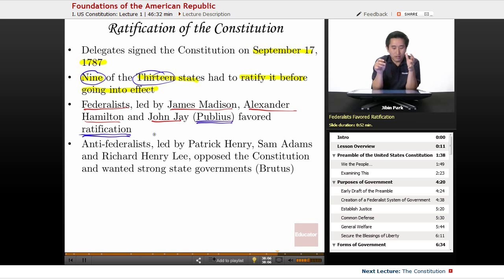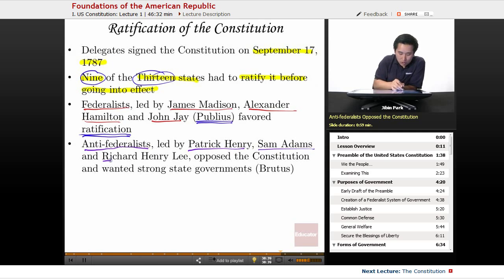They preferred the idea that the government should have some national authority, so they wrote a series of articles under the pen name Publius, and they argued for the merits of the Constitution, how a large republic was a good thing, and how the measures enacted by the Constitution worked really well. This is what the Federalists argued.